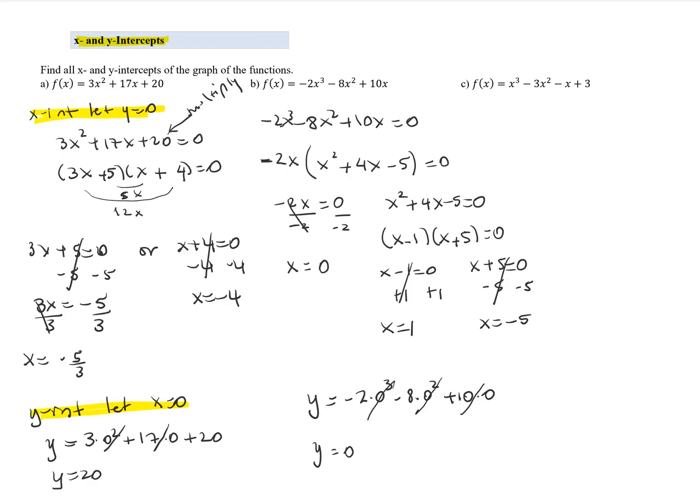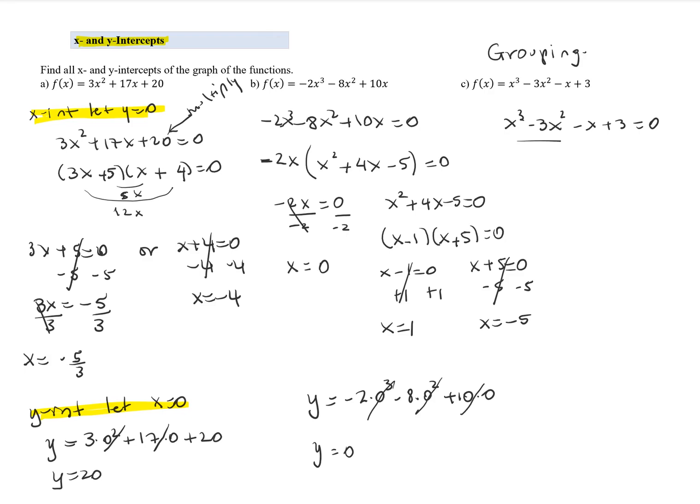Now, on the last one, let's go for the x-intercept first. Set the problem equal to 0. x cubed minus 3x squared minus x plus 3 equals 0. Next, this is a polynomial with 4 terms, so we will use the procedure called grouping. I will group together the first 2 terms and then group together the last 2 terms.